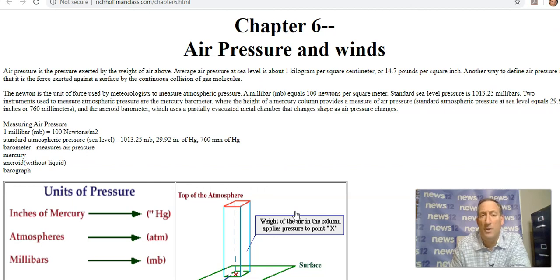Study, please, also wind direction and how we measure wind direction. The wind is always named for the direction that the wind is flowing from.